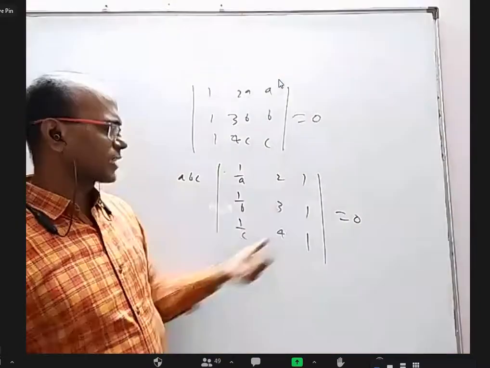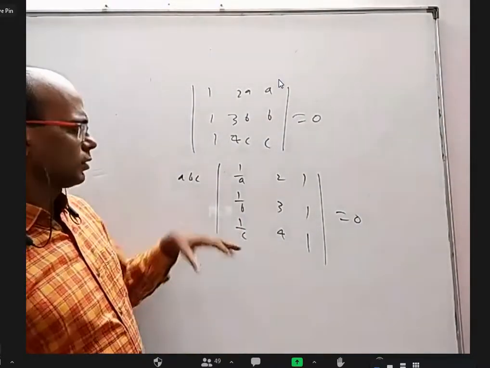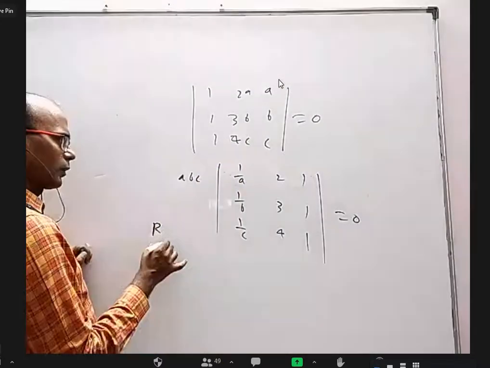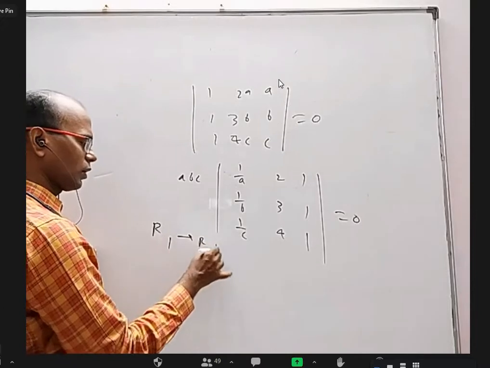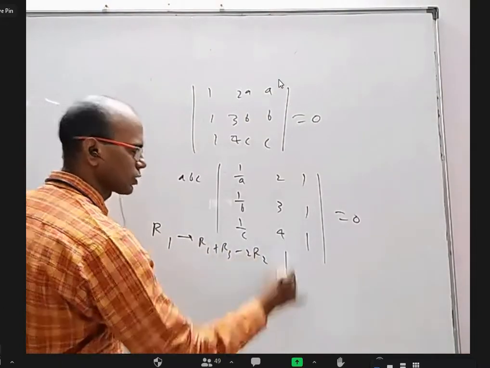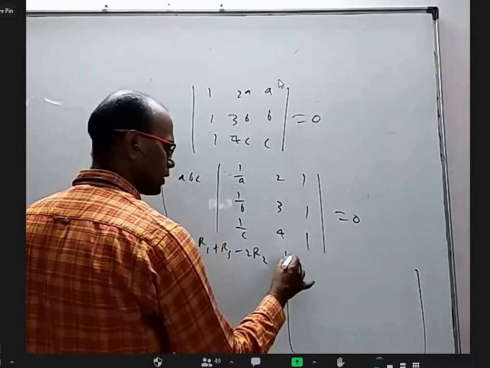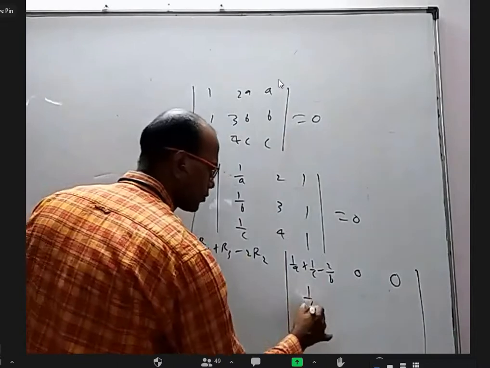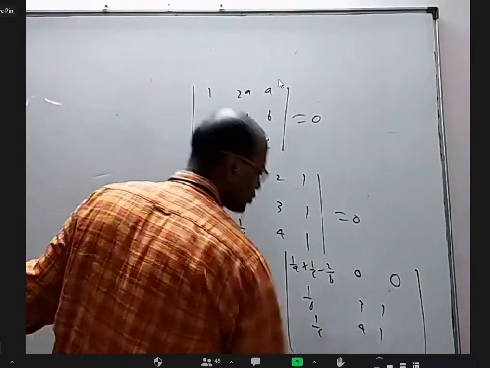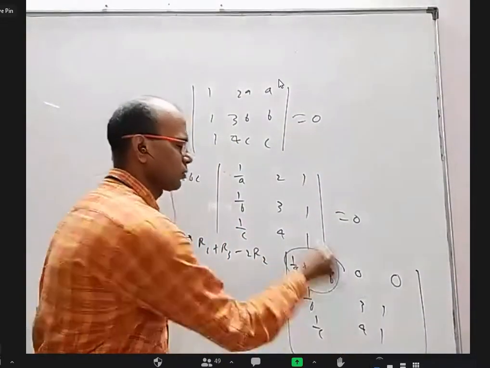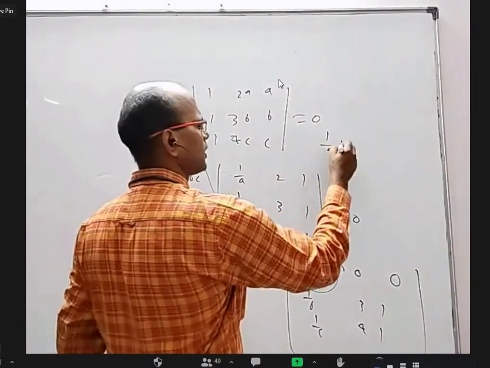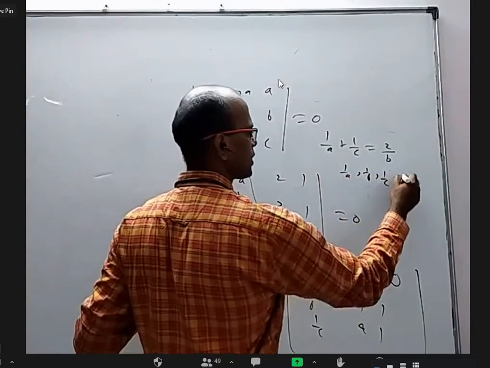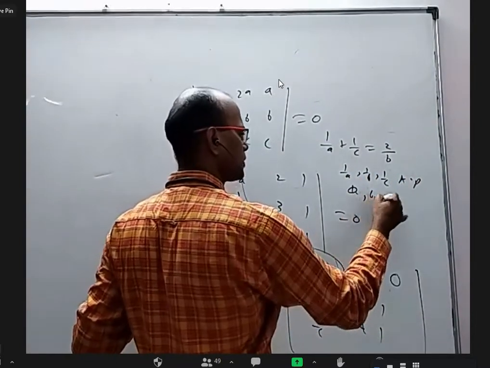Even if you expand it, you can get the same thing. Or somebody, let us say, is not so happy that they should be in AP. You can do one thing. You write R1 as R1 plus R3 minus 2R2. See what happens. You will get 1/A plus 1/C minus 2/B, 0 here, 0 here. Here 1/B, 3, 1. Here 1/C, 4, 1. When you expand, this should be 0. That means 1/A plus 1/C should be 2/B. Means 1/A, 1/B and 1/C are in AP. Their reciprocals A, B, C are in HP.